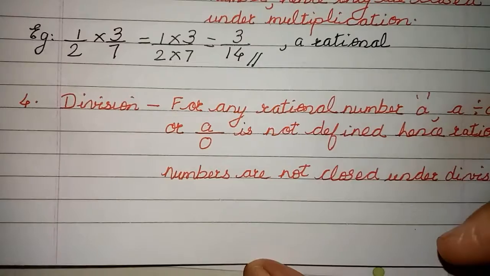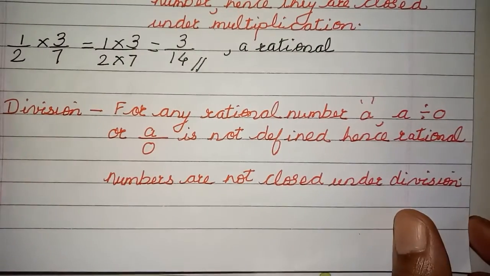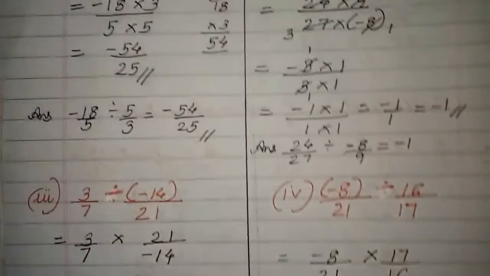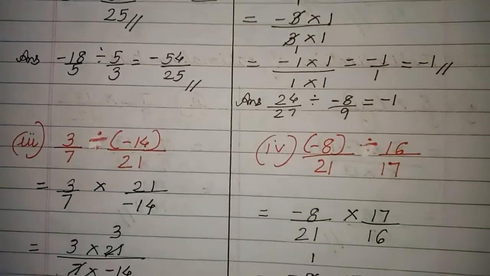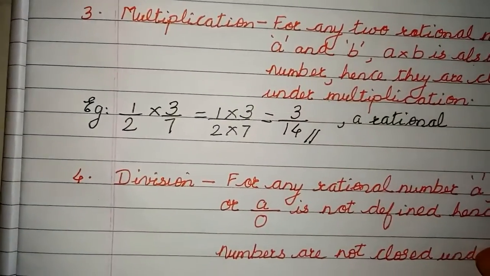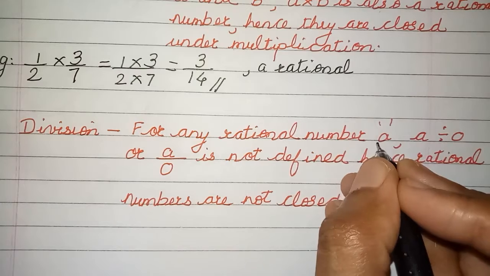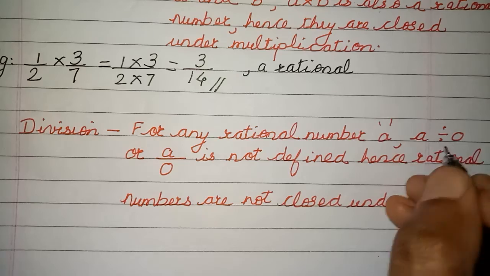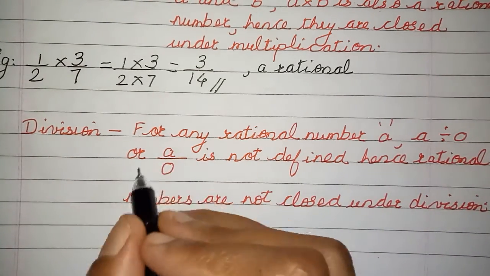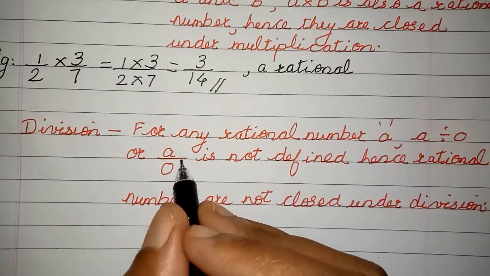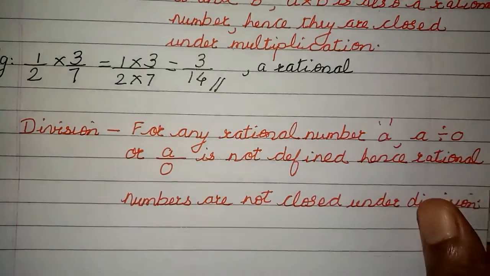Now the last one is division. Now children, rational numbers are not closed under division. So you will say, ma'am, but we have solved problems. You can see that so many problems of division we have done here, and the final answers are all rational numbers. Yes, but children, just think of a rational number a. Now you divide that rational number by 0. Then how will it look? a by 0. But is a by 0 a rational number, children? No, because rational numbers mean the denominator should be non-zero.